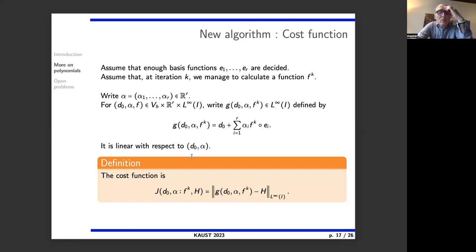And let's use this cost function. The cost function is the L infinity norm between this function, where the degrees of freedom are D naught and alpha, and H. This function you can assemble in an SGD code because you just have to change the cost function. It's no more the L2 norm, but the L infinity norm. And if I do oversampling on my interval 0, 1, I can calculate this cost function. Why the L infinity norm? Because it is the one which is adaptive to the contractive nature of the formulas.